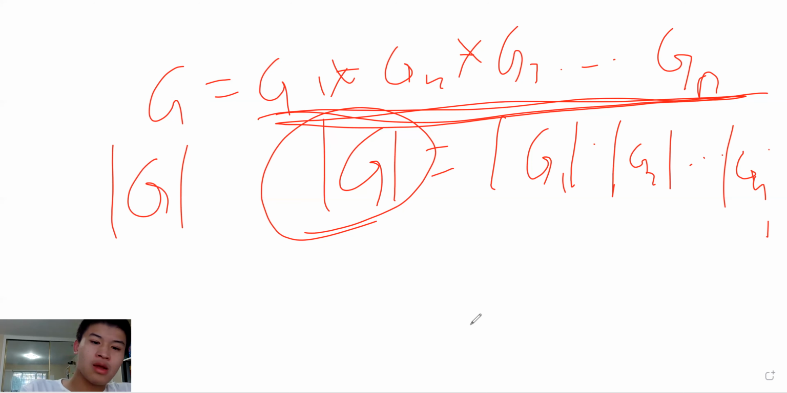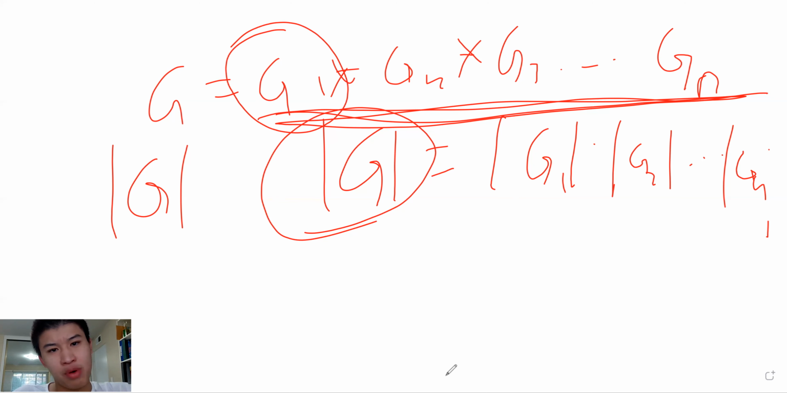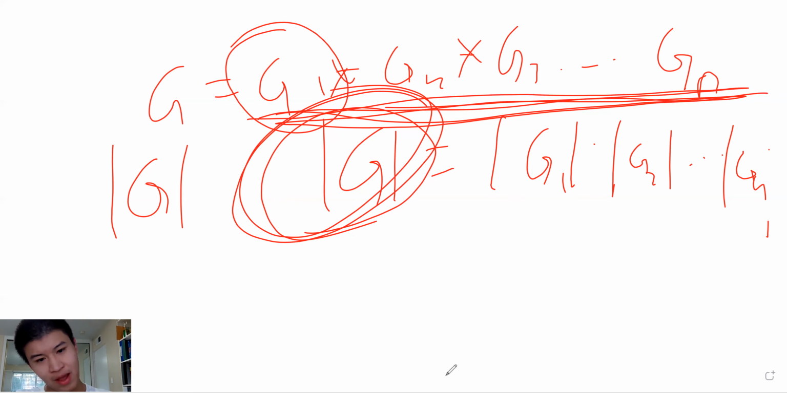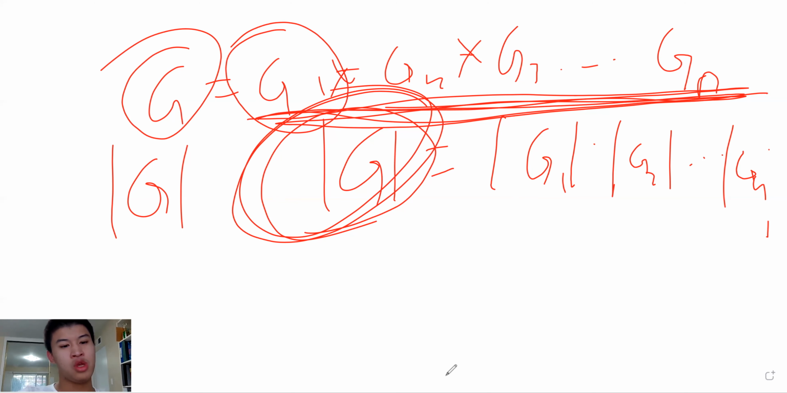And if any one of these groups is non-abelian, which means it doesn't satisfy the commutative property, then the direct product will not satisfy the commutative property. But if and only if every one of these groups is abelian, G will be abelian.